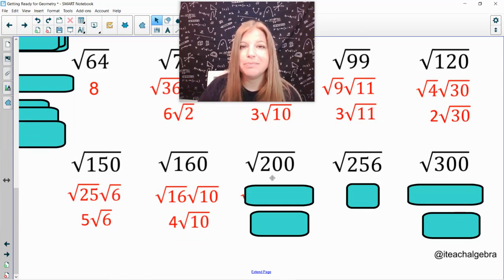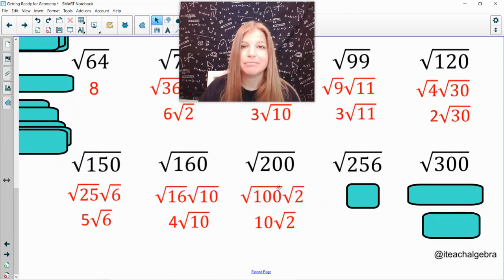Radical 200, biggest perfect square that goes into 200. Don't get tricked by 4. Okay? Don't get tricked by 25 either. I hope you're saying 100. It's radical 100 times radical 2, which is then 10 radical 2.